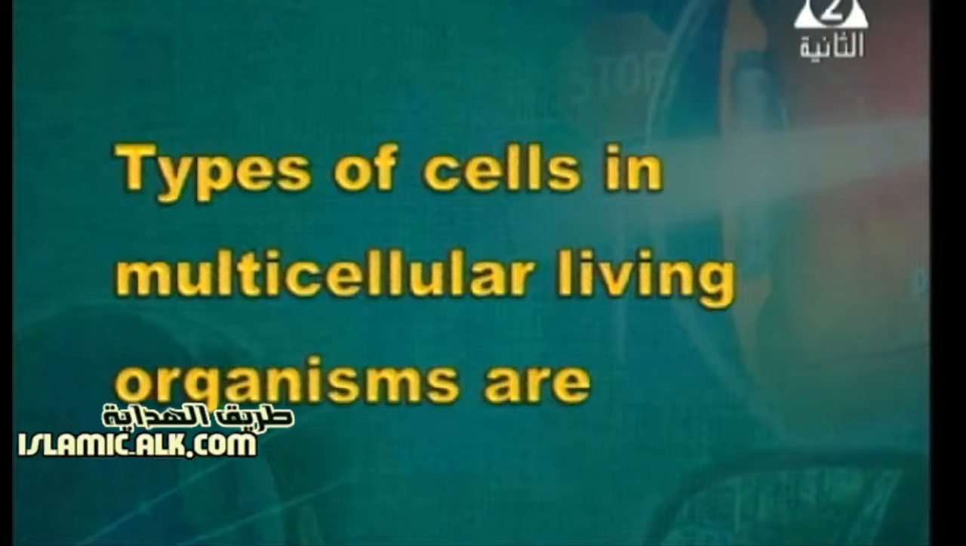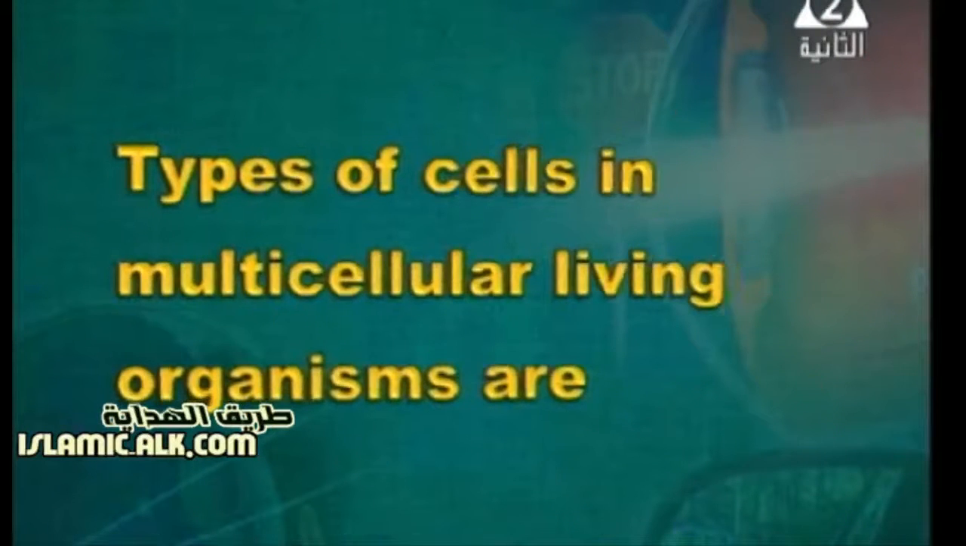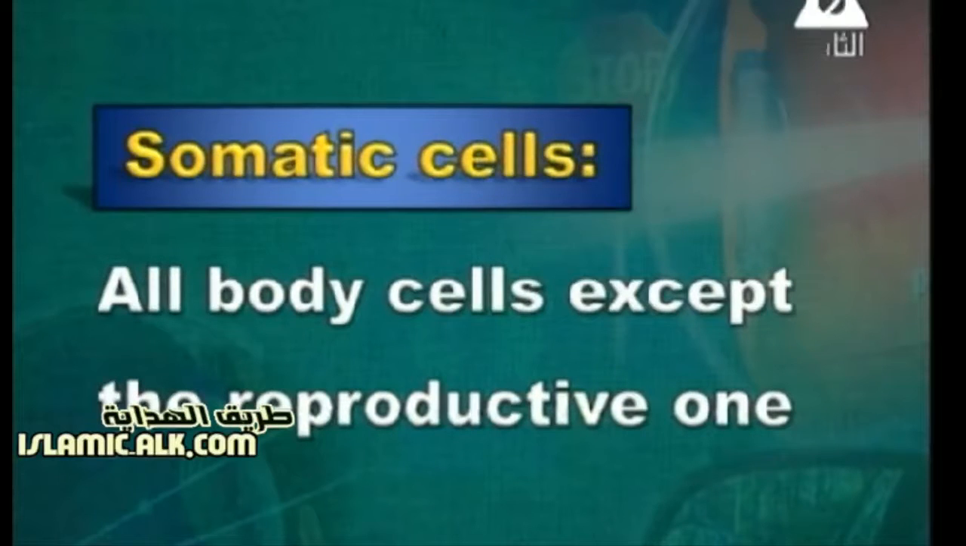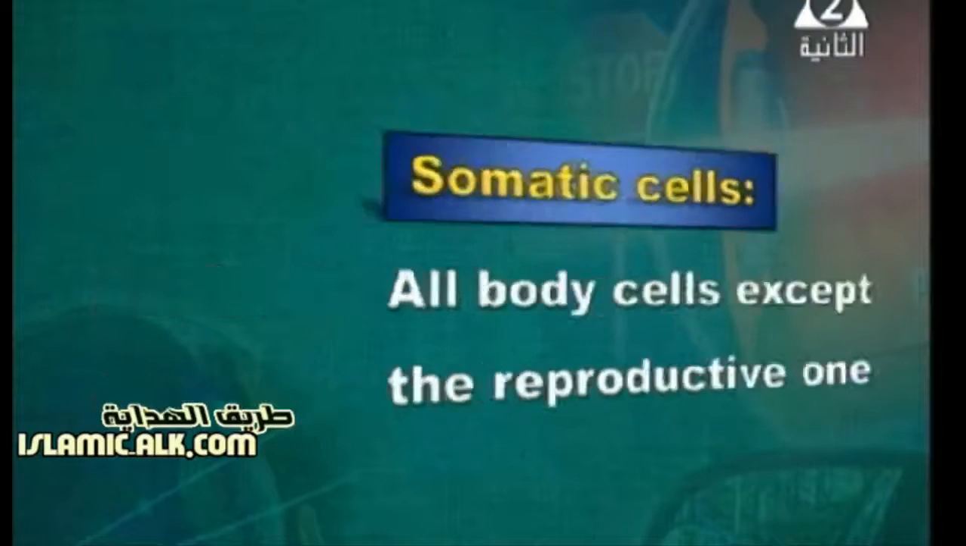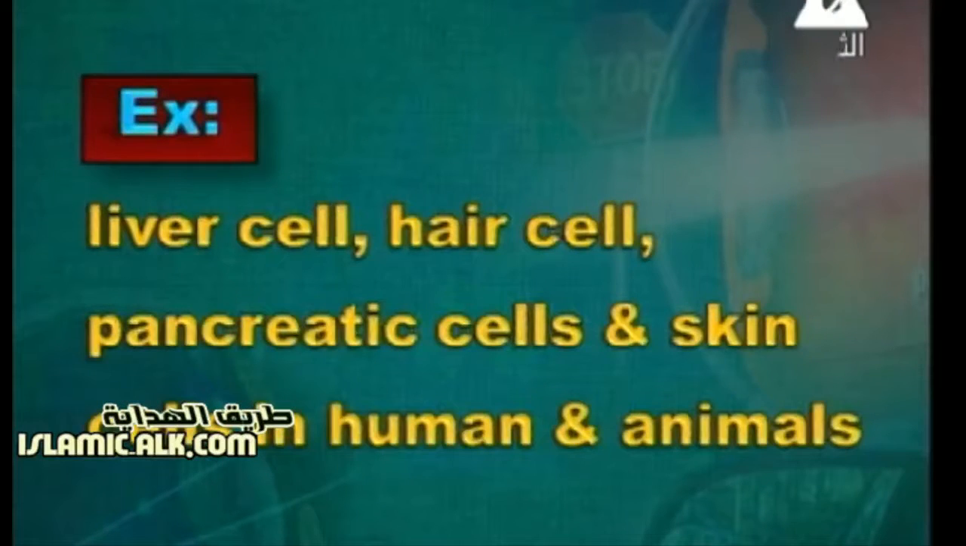There are two types of cells. The first type is somatic cells. Somatic cells are all body cells except the reproductive ones, such as the liver cell, hair cell, pancreatic cells, skin cells, and the cells of the human body except the reproductive ones. Also, the animal cells except the reproductive ones.